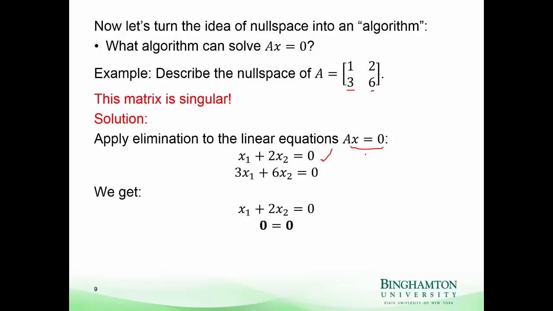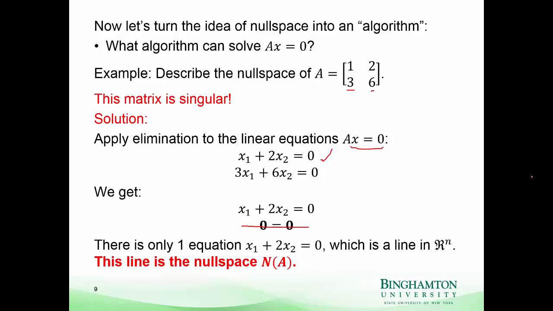We quickly result in a new, equivalent system of equations where we really only have one equation that matters. The second one, 0 equal to 0, is always satisfied. So really there's just one equation, so we can cross that one off. There's one equation in 2 unknowns, x1 plus 2x2 equal to 0. That's actually a line.